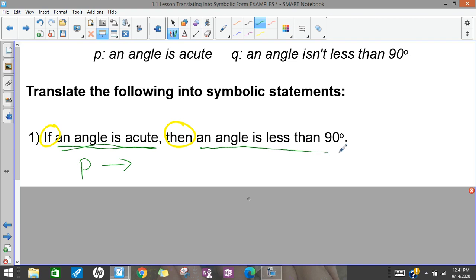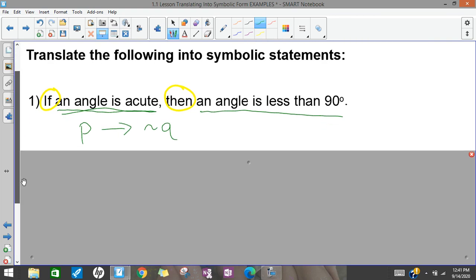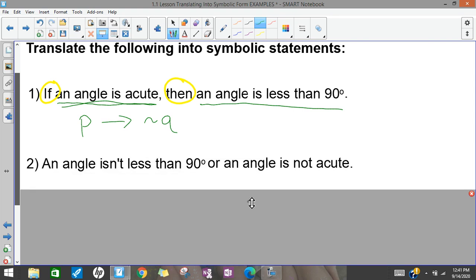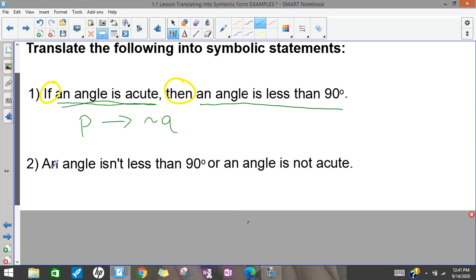An angle is less than 90. That's the opposite of it not being less than 90, so that is not Q. We've been dealing with not Q a lot. Here we have an angle isn't less than 90 or an angle is not acute. So that or tells me I'm going to have a V. An angle isn't less than 90 degrees. That is Q. An angle is not acute. That is an example of the opposite of P, so not P.